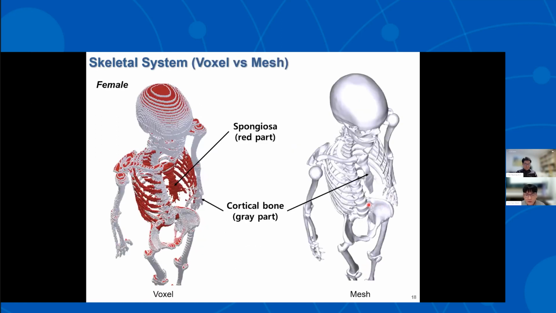This slide also shows some improvement of the skeletal system in the mesh model. As in the voxel model, the red part is the spongiosa, which is not fully enclosed by the thin cortical bone because of the voxel resolution. So this anatomical limitation is also fully addressed in the mesh model, as you can see.